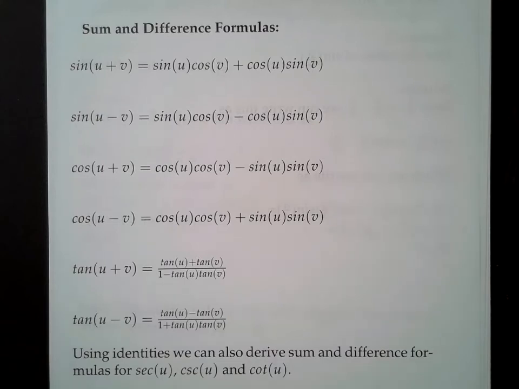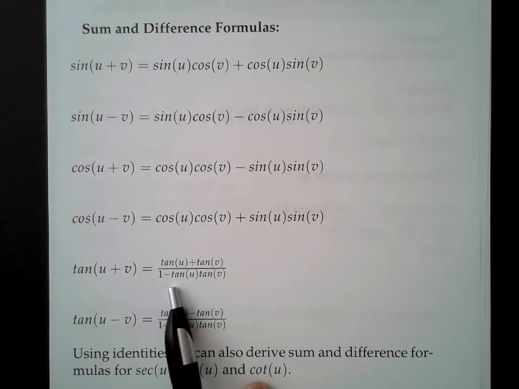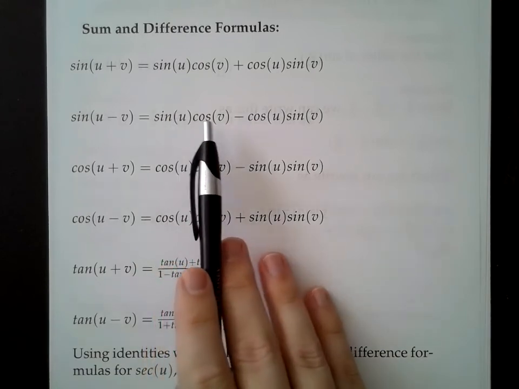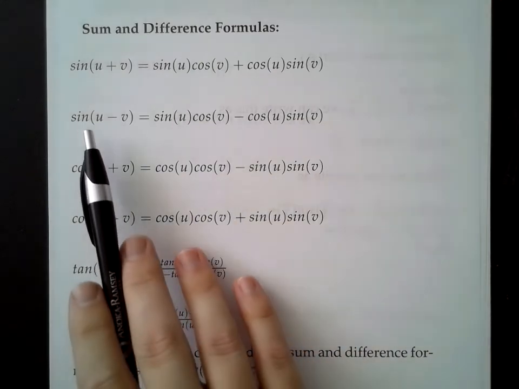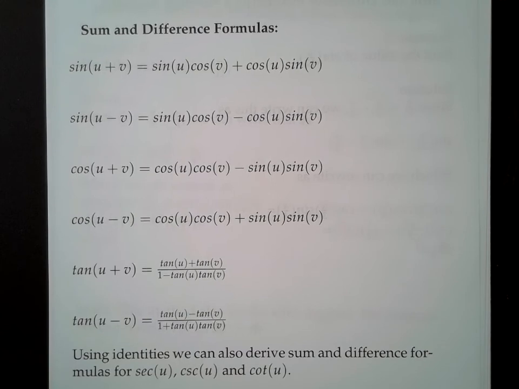So our last two are going to be tangent. We have tangent of u plus v is equal to tangent of u plus tangent of v, all of that divided by 1 minus tangent of u times tangent of v. Now, you'll notice that this idea of u and v, these are both going to be things that we can solve for. In other words, based on either right angle trigonometry or unit circle trigonometry, u and v are going to be things that we can solve for sine, cosine, tangent, cotangent, all those things.